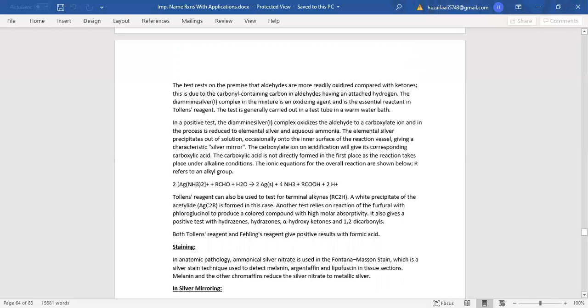Another test relies on reaction of the furfural with phloroglucinol to produce a colored compound with high molar absorptivity. It also gives a positive test with hydrazones, alpha-hydroxy ketones, and 1,2-dicarbonyls. Both Tollen's reagent and Fehling's reagent give positive results with formic acid.